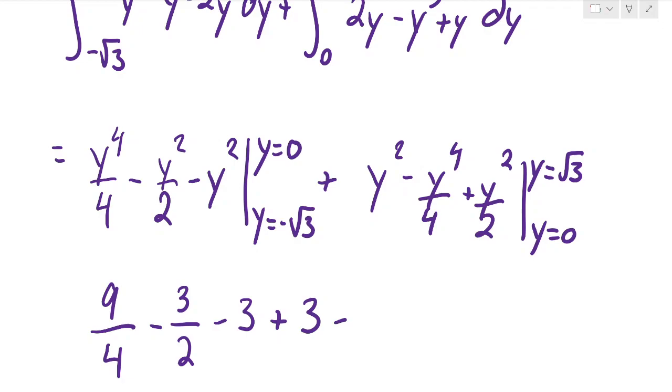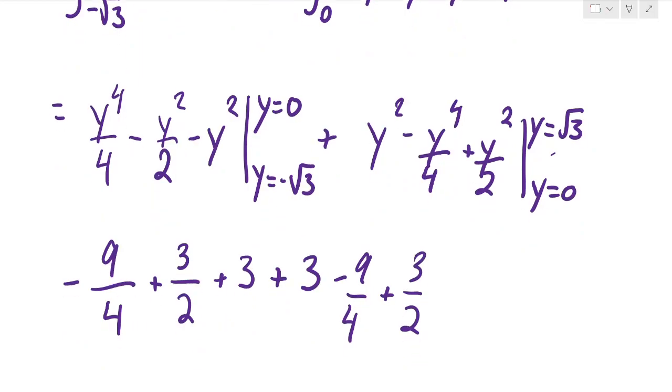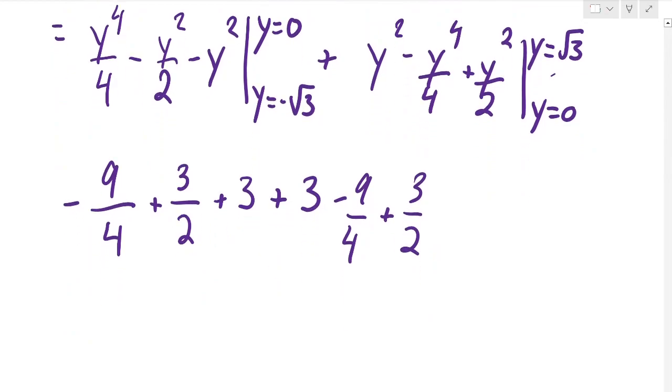Oh, I'm sorry. These all should have been negative, right? Because I skipped over the 0 bound because that's 0, but it would have been 0 minus all of this stuff, because this is the lower bound. So this should have been negative 9/4 plus 3/2 plus 3, because we'd be subtracting them all. Okay. So now this one, we're doing the top bound, so these are all going to be positive. So root 3 squared is 3 minus, again, 9/4 plus 3/2. Okay.